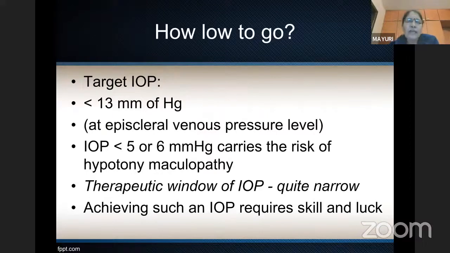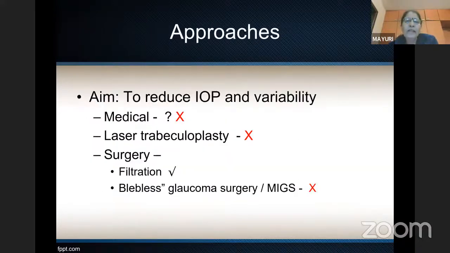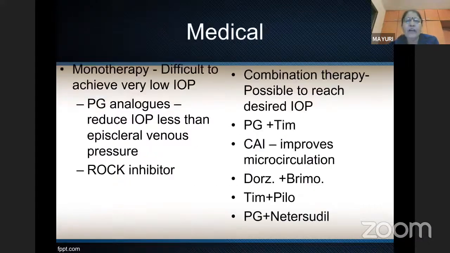Now, how low can one go? Here also, if we go very low, then you can end up with hypotonic maculopathy. So the therapeutic window of intraocular pressure is quite narrow. And these are the 3 modalities that we use. But for me, filtering surgery, if the target is not achieved, could be a better option compared to the others. With the medical line of treatment, monotherapy, it is difficult to achieve very low pressures.